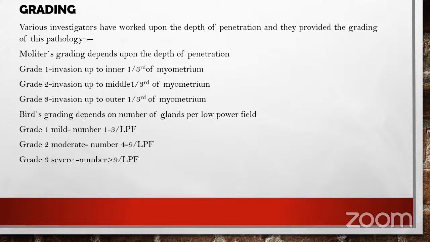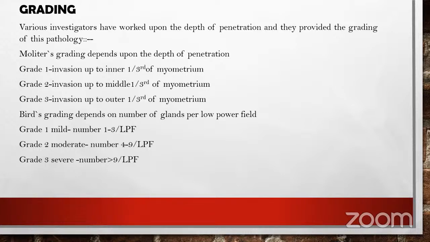Grading. Various investigators have worked upon the depth of invasion, and they provided the grading of this pathology. Molitor's grading depends upon the depth of penetration. Grade 1, when the invasion is up to the inner 1/3 of myometrium. Grade 2, invasion up to the middle 1/3 of myometrium. And grade 3 is invasion up to the outer 1/3 of myometrium.